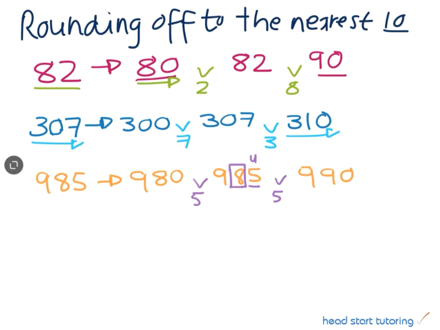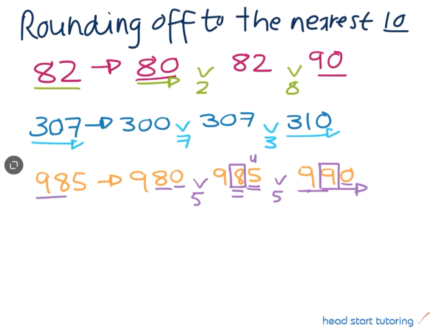So when we are rounding off to the nearest 10, and our unit is 5, 6, 7, 8, or 9, we're going to round our 10 up. Our 8 is going to become a 9. And if our unit is 0, 1, 2, 3, or 4, then our 8 is going to stay the same. It's not going to change. But obviously, the unit will always become a 0 because we're rounding off to the nearest 10, and a multiple of 10 will always have a 0 at the end.